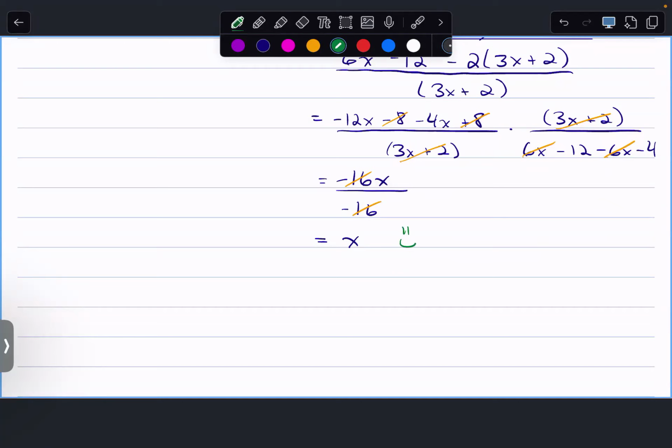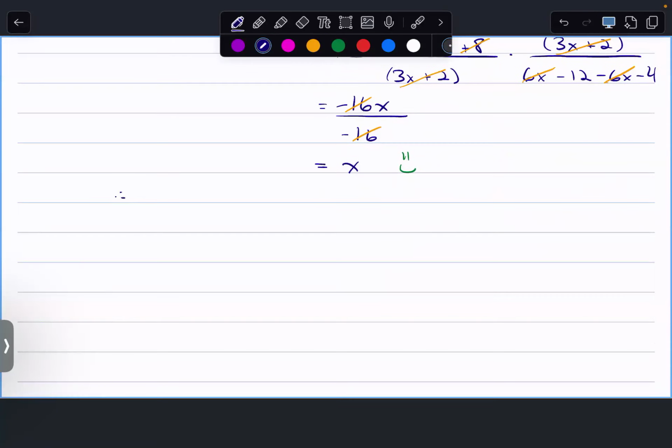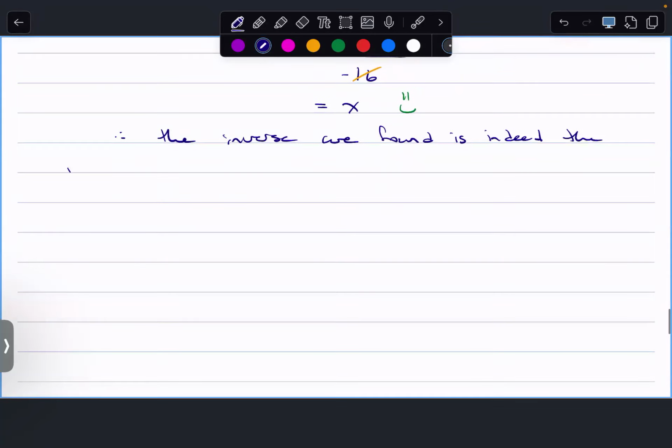Went a little bit faster this time, right? But we broke it down step by step and worked with those fractions in the first one. So therefore, the inverse we found is indeed the inverse of f of x.